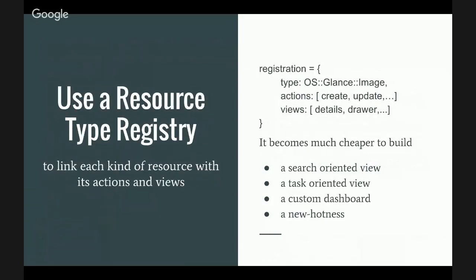And so on the Horizon side, we've started what's called the resource type registry. And what that does is it allows us to link each kind of resource with its actions and its views. So say, for example, if you have a registration for, say, glance images, I can register the actions available for it, and I can register the views available for it. And what this does is it makes it cheaper to build a search-oriented view, task-oriented view, basically whatever you want.